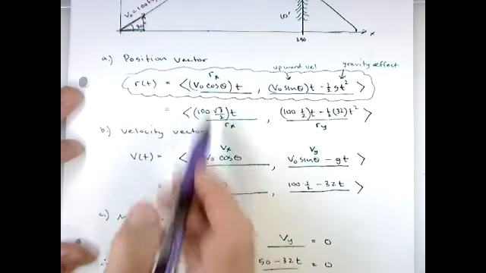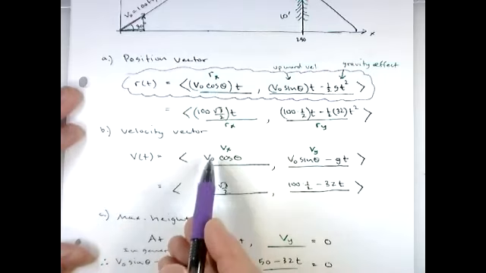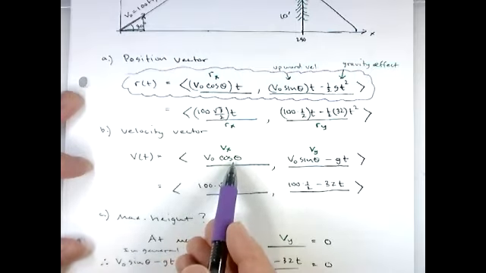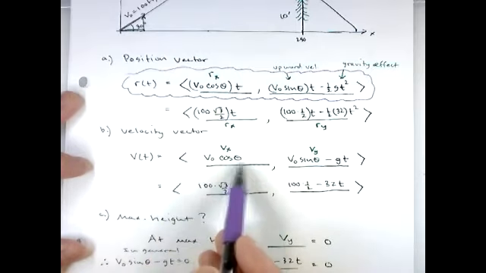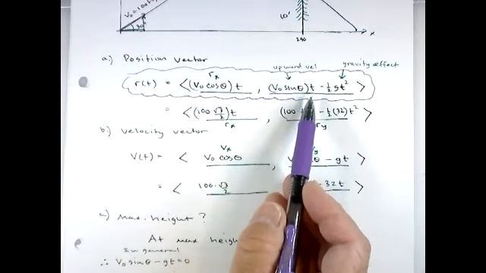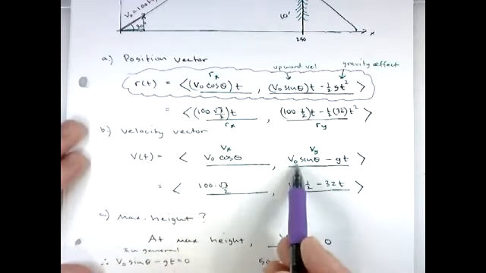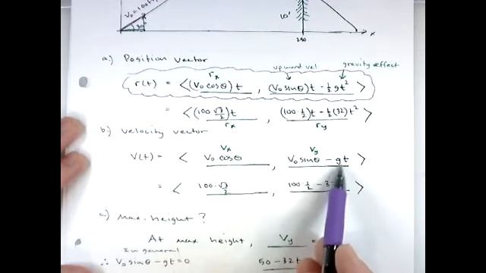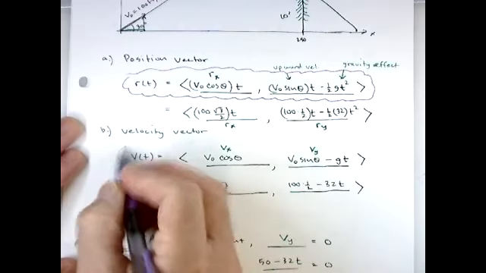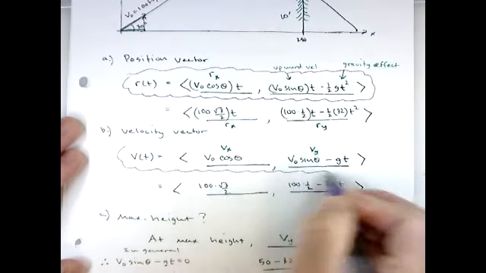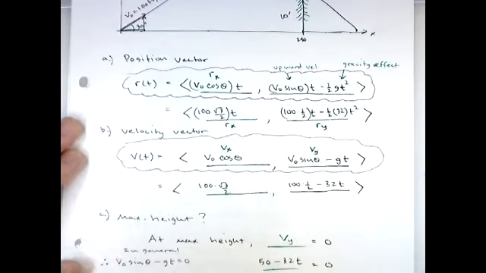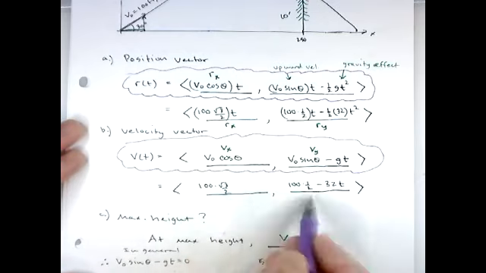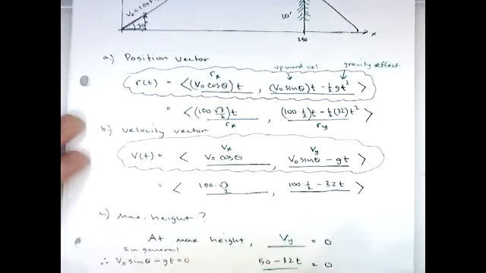Taking the derivative of your general position vector function, our general velocity vector function is going to be V naught times cosine of theta. That's going to be constant. And for Y, V naught sine theta minus, if you take the derivative of 1/2 gt squared, you get just minus gt. So here's your general velocity vector function for a projectile. Running the numbers, we get this vector.